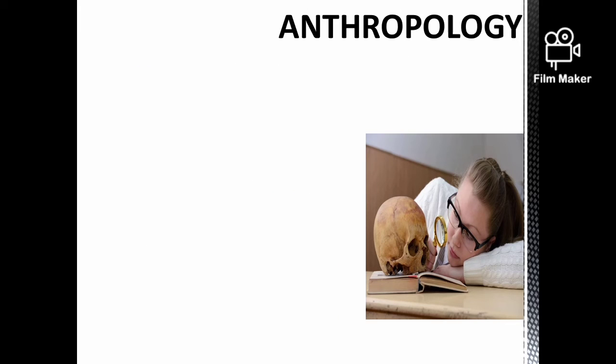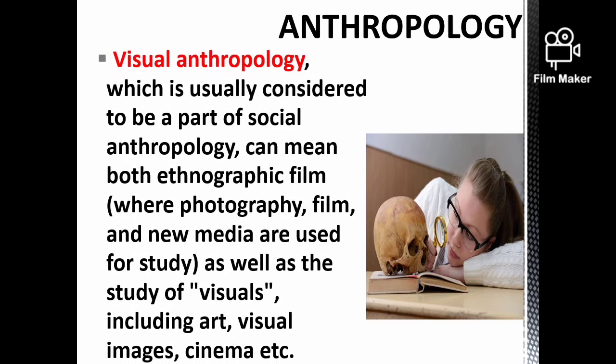Another one for anthropology is also visual anthropology, which is usually considered to be a part of social anthropology. It can mean both ethnographic film, where photography, film, and news media are used for study, as well as the study of visual culture, including art, visual images, and cinematic works, etc.